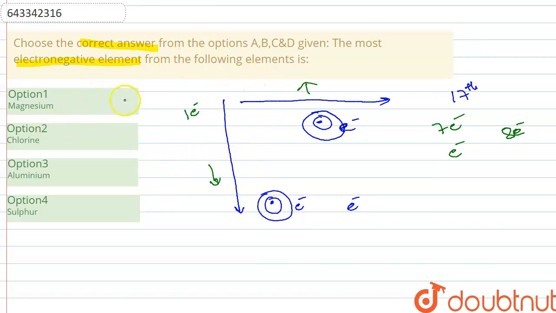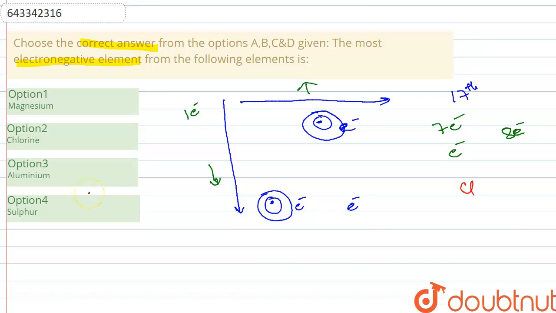Now, as I told you, the elements on the rightmost side of the periodic table are very electronegative, especially the halogens, because they only need 1 electron to complete the electronic configuration of noble gases, and they will readily accept electrons towards themselves. So here in the options we have chlorine, which is a halogen. So it will be the most electronegative element amongst all the other elements present here.